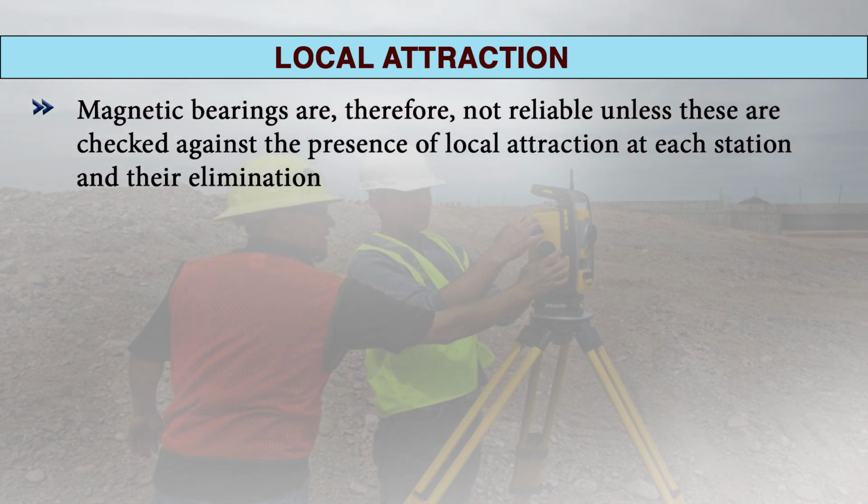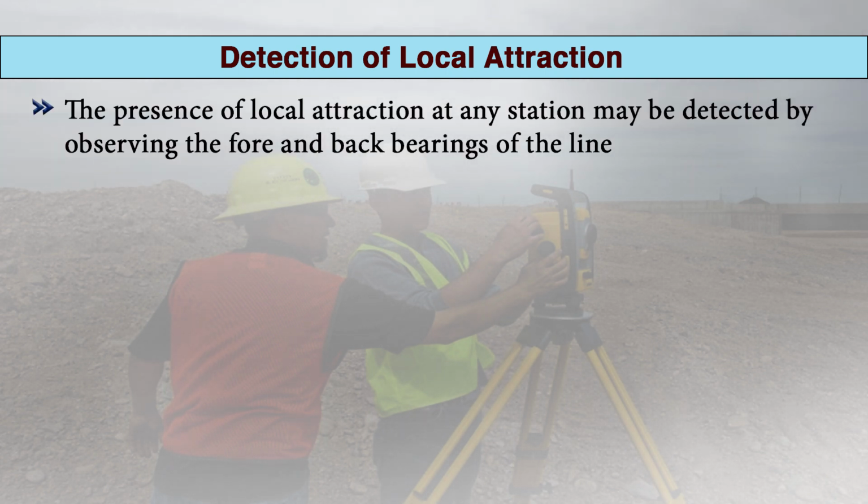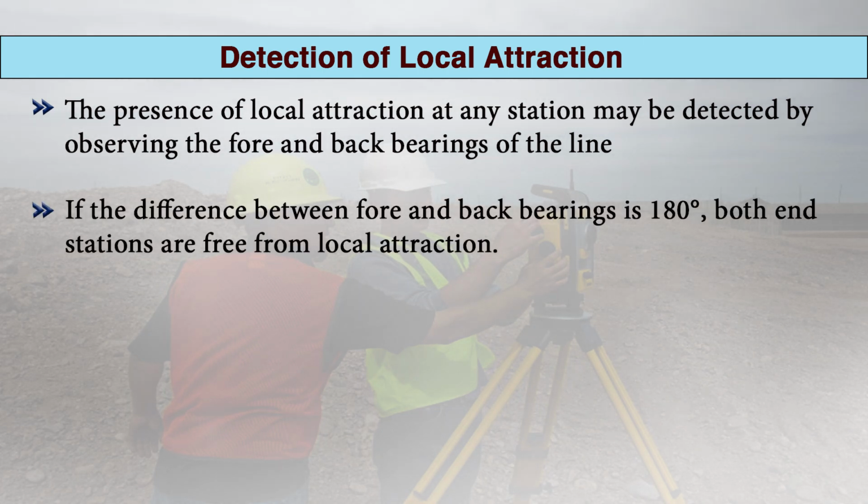Magnetic bearings are therefore not reliable unless these are checked against the presence of local attraction at each station and their elimination. So, now we will find out how we will detect local attraction and what are the methods of its elimination. The presence of local attraction at any station may be detected by observing the fore and back bearings of the line. If the difference between fore and back bearing is 180 degree, both end stations are free from local attraction. If not, the discrepancy may be due to the following points.